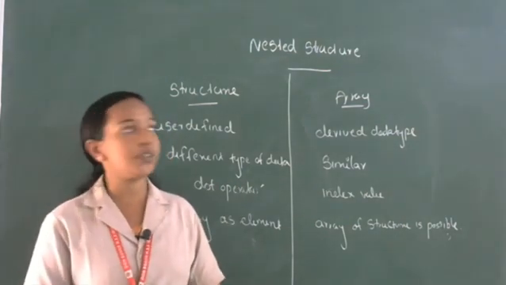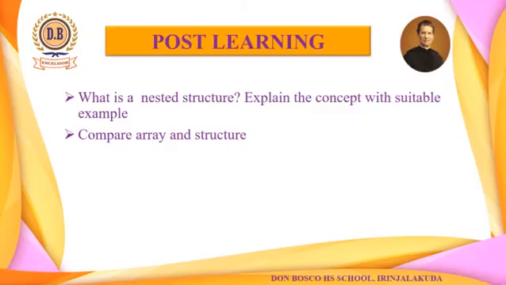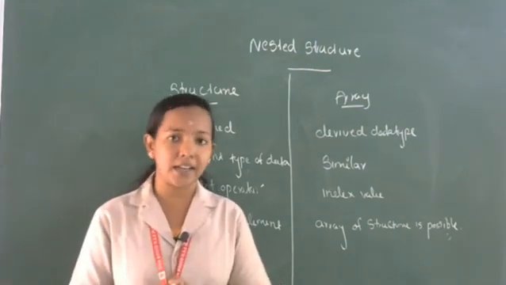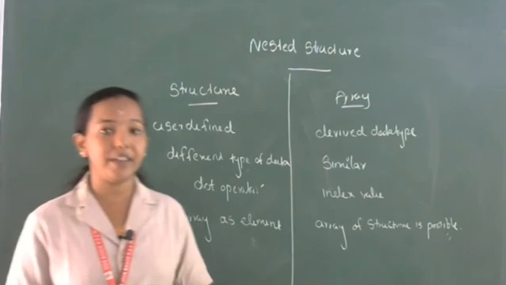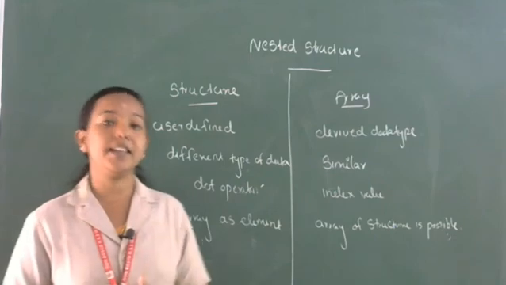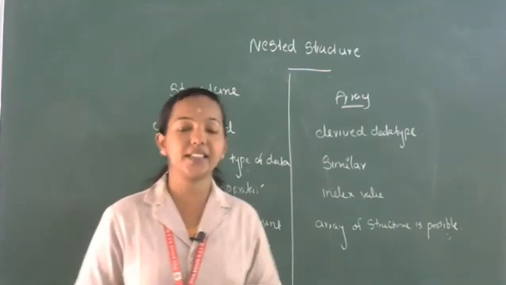You can write some questions in your notebook as a post learning activity, as homework. The first question is: what is meant by a nested structure? Explain with an example, and compare array versus structure. Very, very important question. So by this we are concluding the topic structure: definition, accessing elements, initialization, along with the comparison, then nested structure. Hope you understood. The remaining concept called pointers we will discuss in the next video.